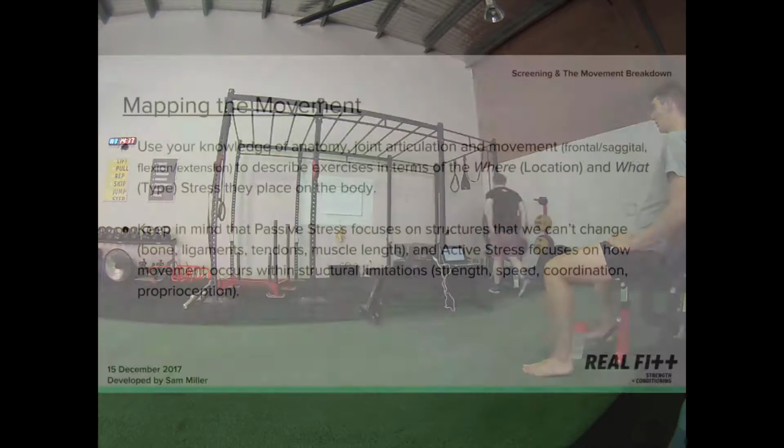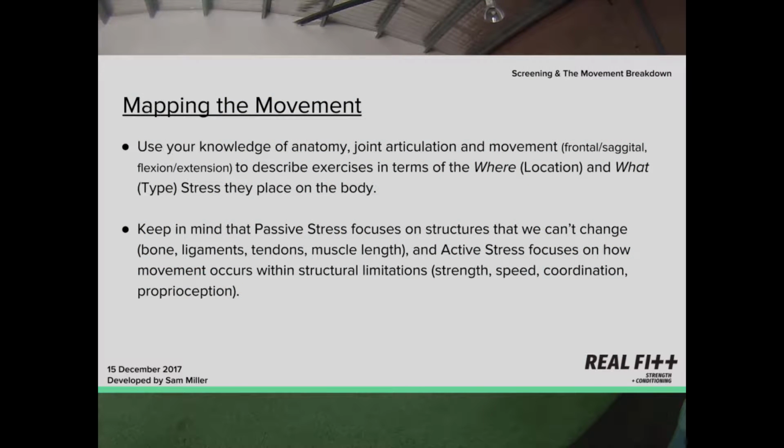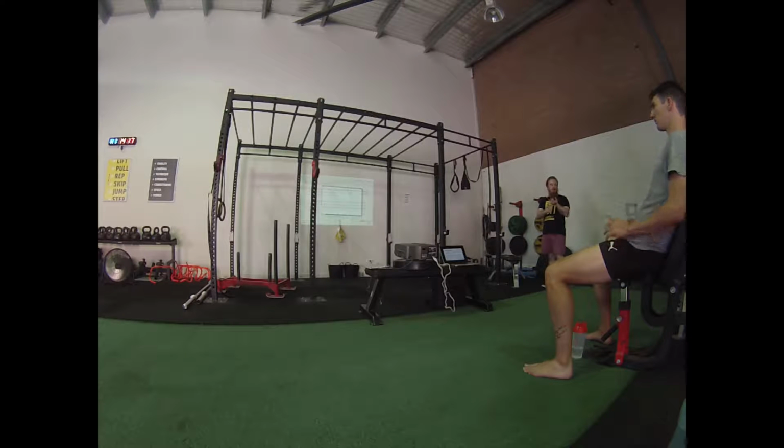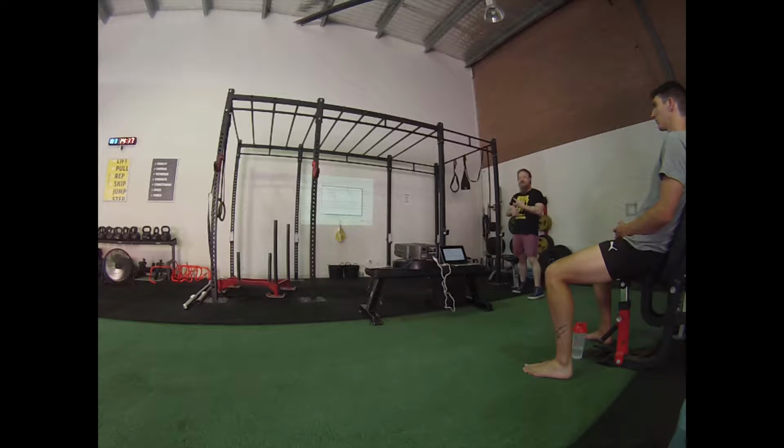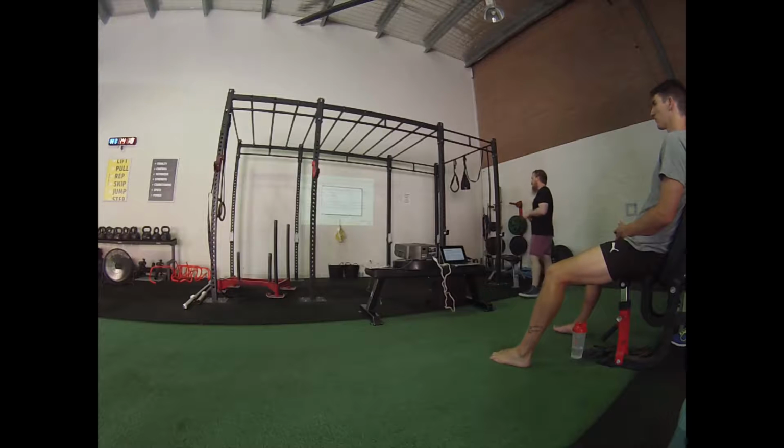Mapping the movement. You guys have had a crack at this already. There's a little bit of confusion still between passive and active, and what sort of terms you use to describe it. Use your knowledge of anatomy, whatever level your knowledge is at. Joint articulation and movement. So you've got different planes like frontal and sagittal. You've got different types of articulation like flexion, extension, circumduction. We talk about pronation, supination, valgus, varus. There's an enormous amount of language we have to describe how the body moves.